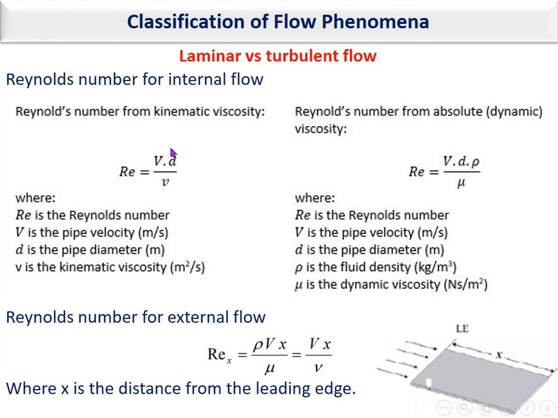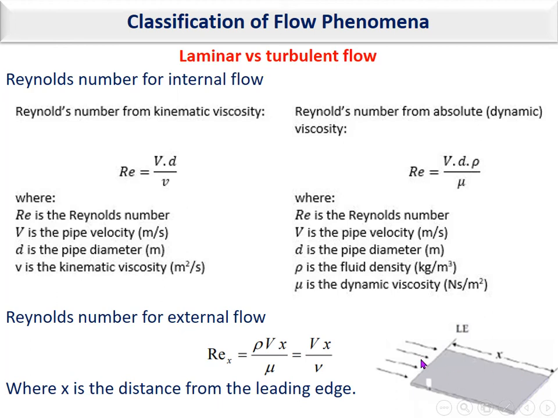The next difference is about the dimension, the D here and X here. In the internal flow, D is the pipe diameter, or if it is not a circular cross-section, you have the hydraulic diameter. But in the external flow, as you can see here, X is the distance from the leading edge. X is the distance from the leading edge.